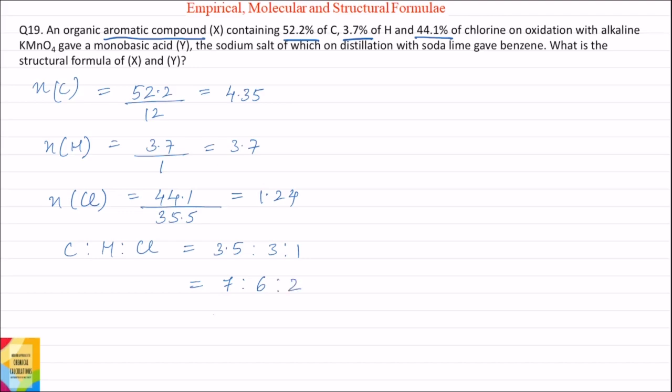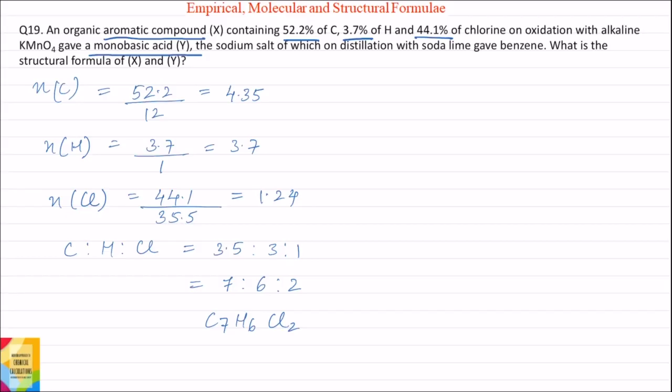Therefore, the formula of the compound will be C7H6Cl2. Now as given in the question, this aromatic compound on oxidation with alkaline KMnO4 gave a monobasic acid Y. Monobasic acid means it has only one replaceable hydrogen. The sodium salt of which on distillation with soda lime gave benzene.